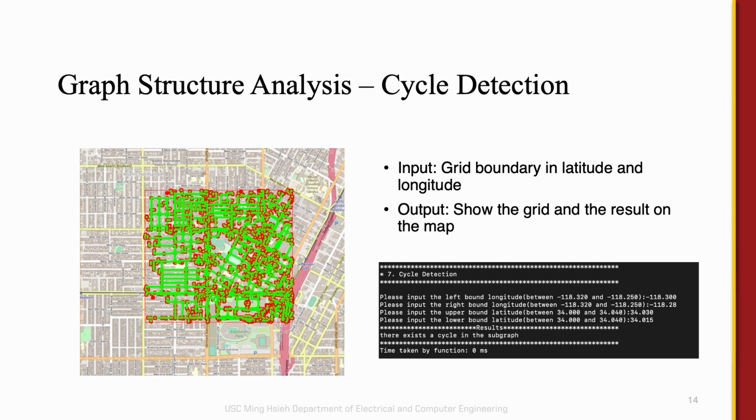This project also includes some advanced graph analysis features, such as cycle detection and topological sorting. For cycle detection, users can just input the grid boundary in latitude and longitude. The system will detect whether in this area there exists a cycle or not.